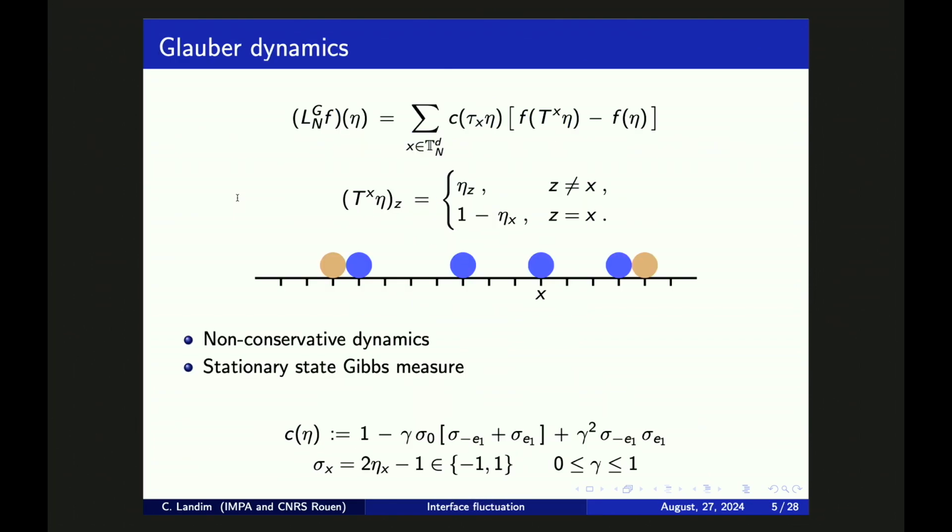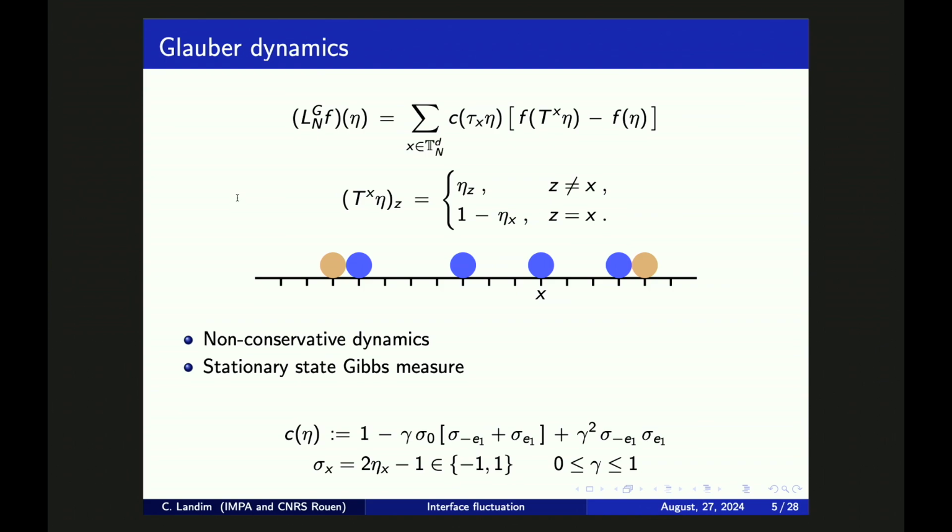And then together with that, we'll consider a non-conservative one, which is the Glauber dynamics. Here you fix a certain function c, which is local. It will depend locally only on the configuration. And with that rate, you flip the occupation variable at site x. So if the site was occupied, you remove the particle with that rate, and you can also create particles at empty sites. So this one is a non-conservative dynamics, as you can see.